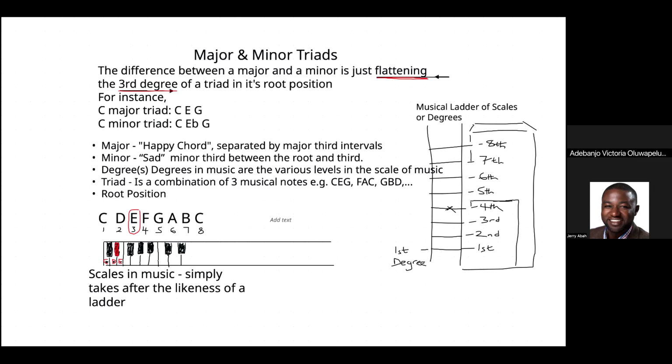Now, moving to the next portion of a triad. Remember we said a triad. What is a triad? A combination of three notes. Yes, sir. A more proper definition could say a triad is a chord that consists of 3 musical notes. So that might be a better definition. If the chord is made up of 3 notes, then it's a triad.